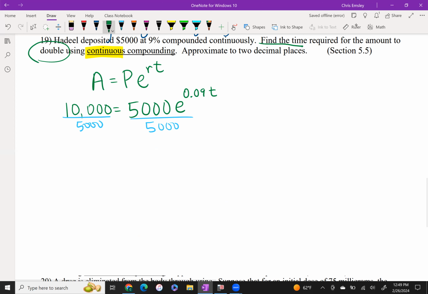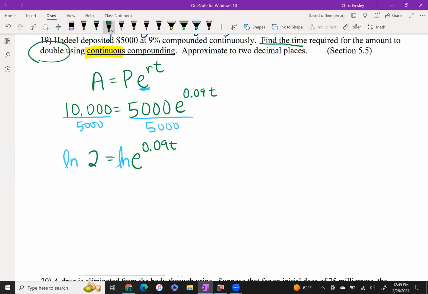And 10,000 divided by 5,000 is 2. That's that doubling. It comes out nice and even. Again, when the variable is in the exponent, we are going to use logarithms to move it out. And I am going to use natural log this time because of the e. The natural log and the e are going to work well together.